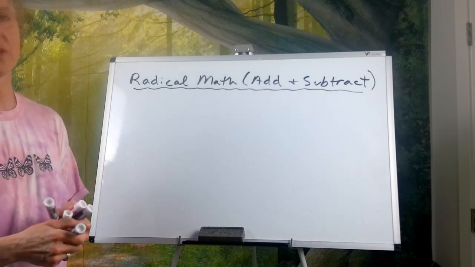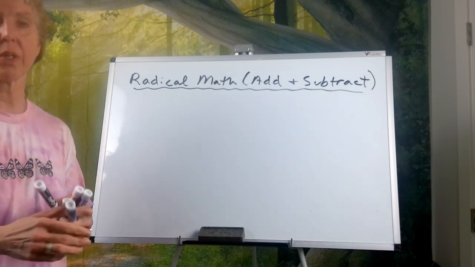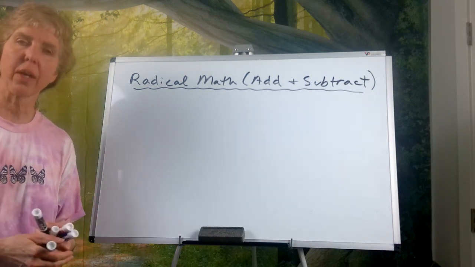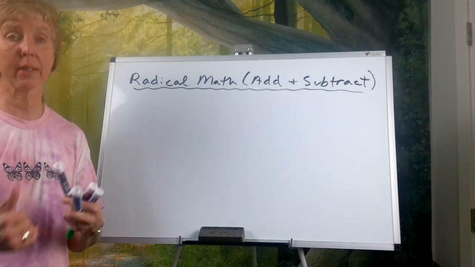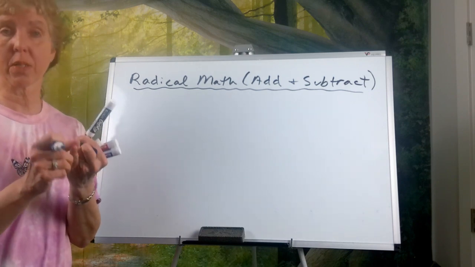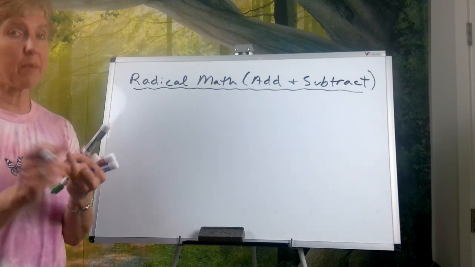Today I'm going to continue the series on radical math. We're going to do adding and subtracting. Remember, when you're adding and subtracting radicals, you can only add and subtract like radicals. So they have to be the same jail, that is square root or cube root, and the same number within jail.